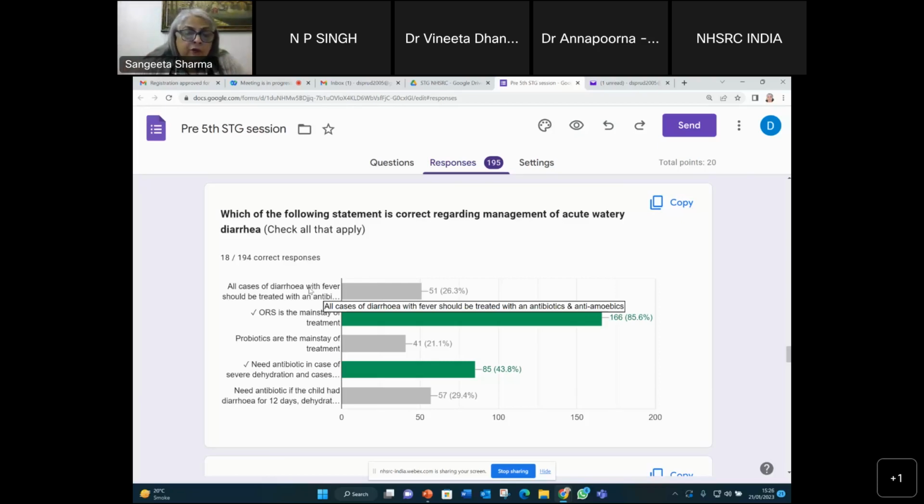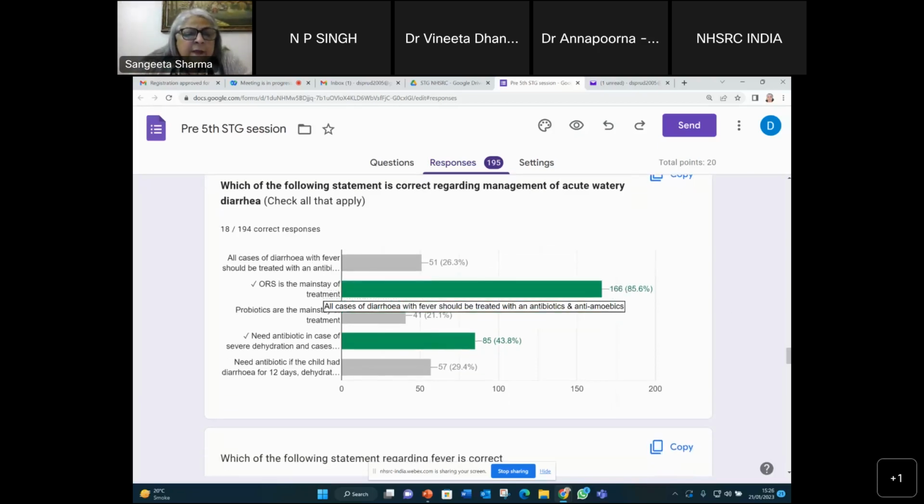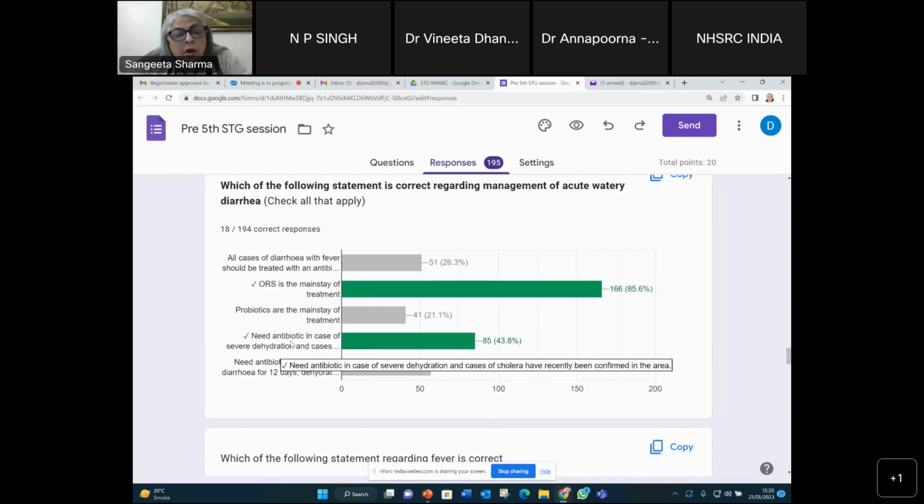But evidence clearly shows that both bacillary and amoebic infections happening together is quite rare. So giving both an antibiotic, ciprofloxacin, and an antiamoebic like ornidazole or tinidazole is not justified. Similarly, when you have severe dehydration and some reported cases of cholera, definitely there are exceptions. Here you can use antibiotics. For cholera you can use this.